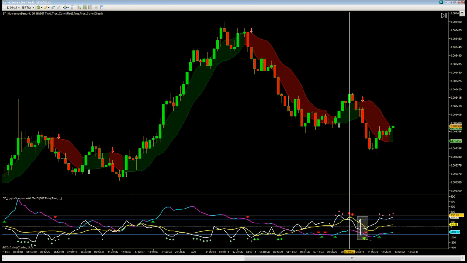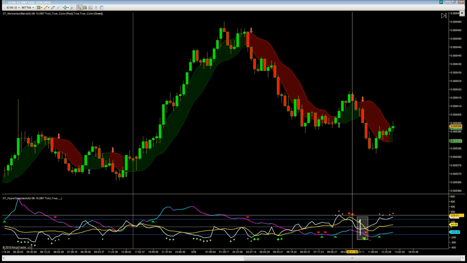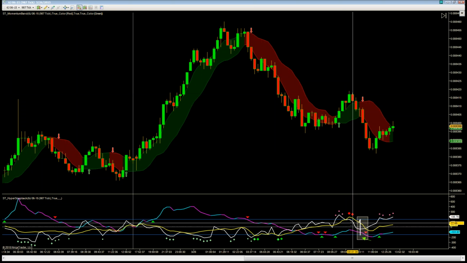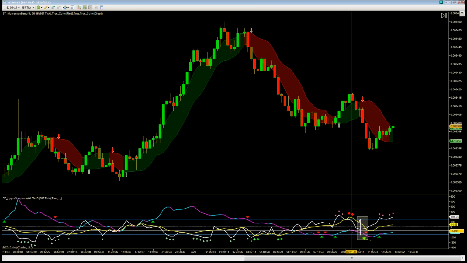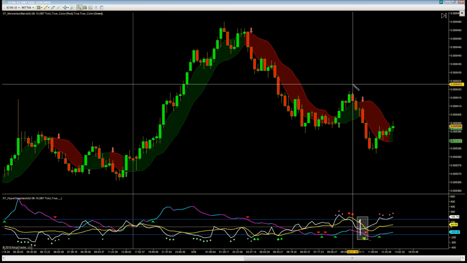And once again, we have our HyperSnapback, which is the diamonds that are red here. We have our magenta, which is telling us to go short. And we'll go short on this candle right here.